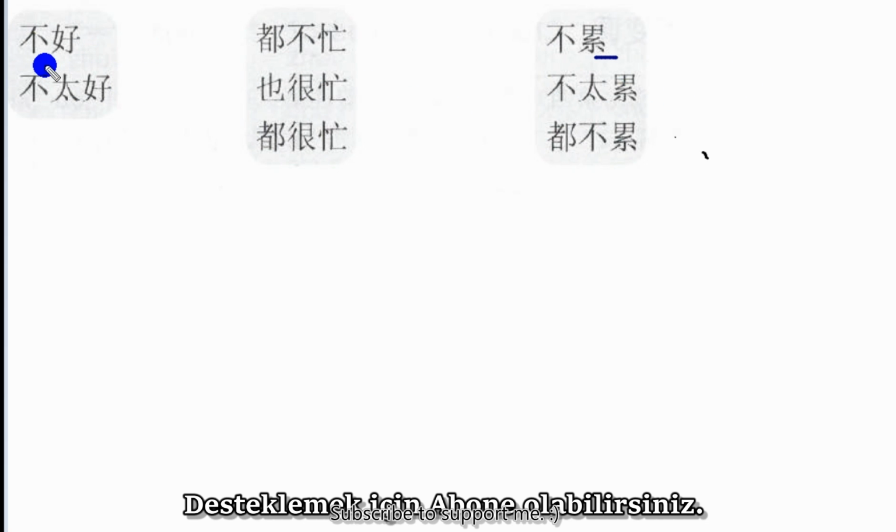Okay, let's start the lesson here. We have a structure and we will use these structures in sentences. But first we will write their tones.